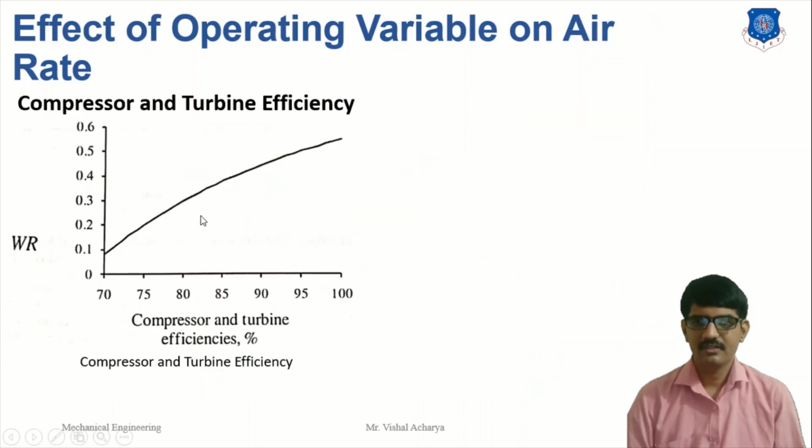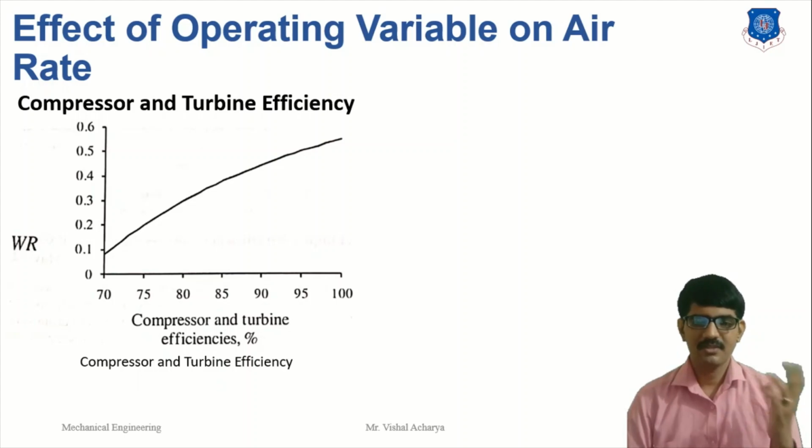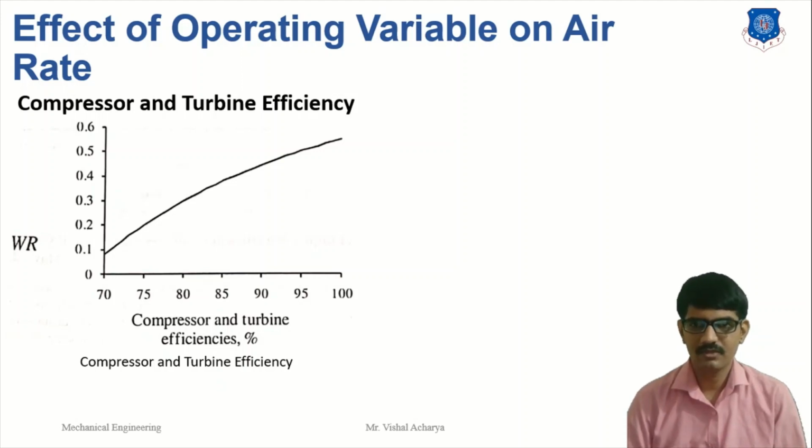Next parameter is the compressor and turbine efficiency. We have already read that when the compressor efficiency is high, we require small work input for the compressor. When our turbine efficiency is high, we have more output from the turbine. So for the work ratio, when compressor and turbine efficiency increase, the work ratio also increases.